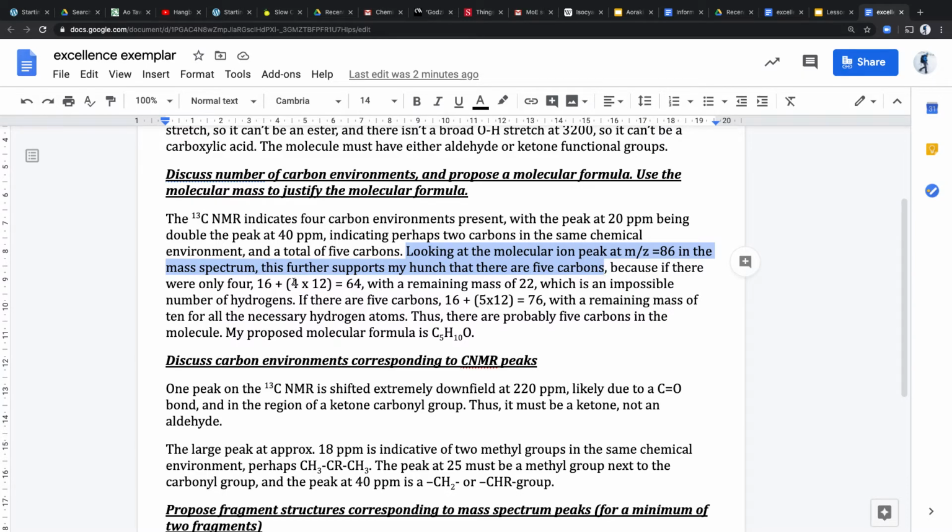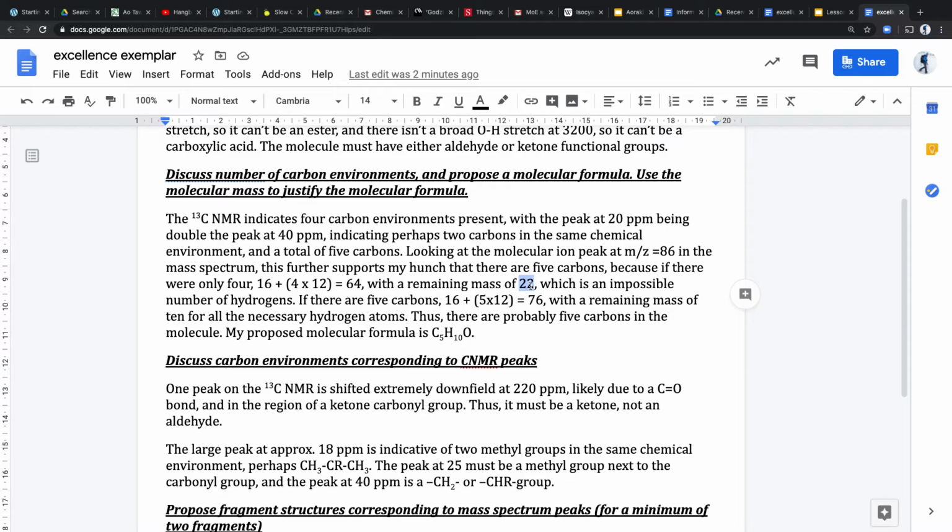If there were only 4 carbons, well, 4 times the mass of a carbon, which is 12, plus the 16. Why 16? What contributes 16? Right, that we know must be there. That only adds up to 64, and the total mass of the molecule is 86, so that's suggesting I have 22 hydrogens, which is an absurd number.